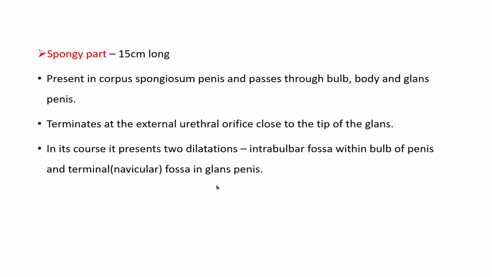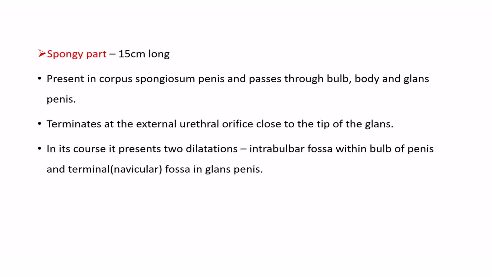The spongy part is contained in the corpus spongiosum of the penis, 15 centimeters long, passes through bulb, body and glans penis, and terminates as the external urethral orifice. Intrabulbar fossa is the dilatation in the bulb of the penis, and navicular fossa is the dilatation in the glans penis. Between these dilatations, the average caliber is around 6 mm.